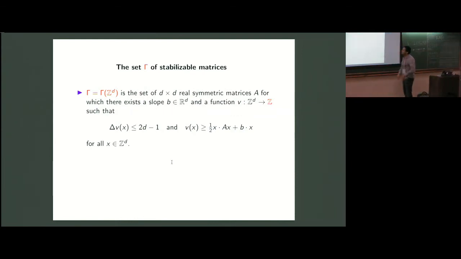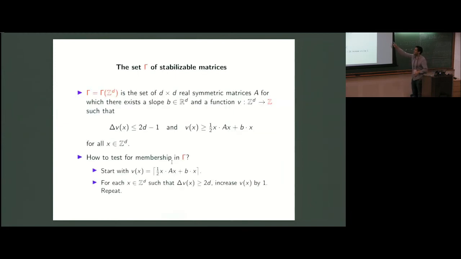Right? So the recipe is, for each matrix A, that determines a quadratic function on Z^d, this x dot Ax. And then you're looking for an integer valued function that lies above that quadratic and yet doesn't bend upward too fast. For some matrices A, this v exists, and for other matrices A, it doesn't exist. And gamma is just the set of A's for which such a v exists. Now, when you define it like this, it's totally unclear how you would test, if I give you a matrix like the identity matrix, whether it belongs to gamma.